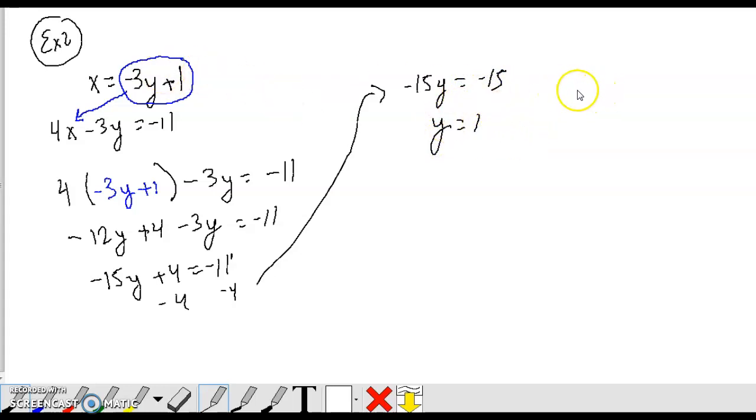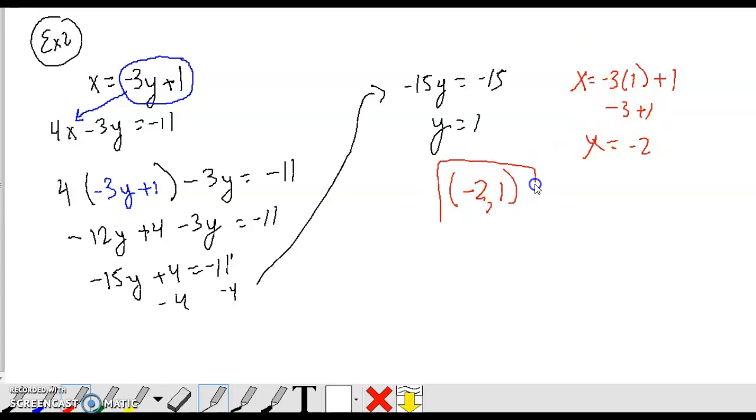Again, plug it into either equation. So I'll plug it into the top equation because that seems the easiest. So negative 3 times 1 plus 1. So negative 3 plus 1, x is equal to negative 2. So our solution is negative 2, 1.